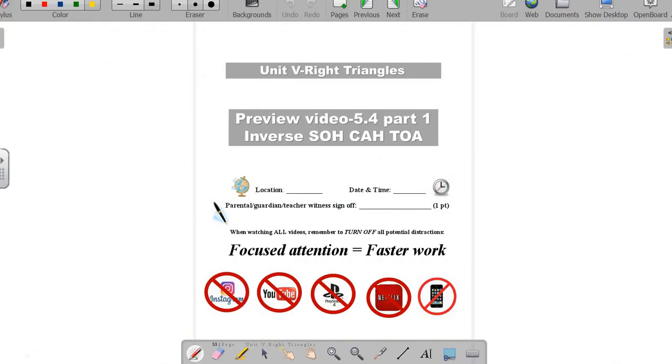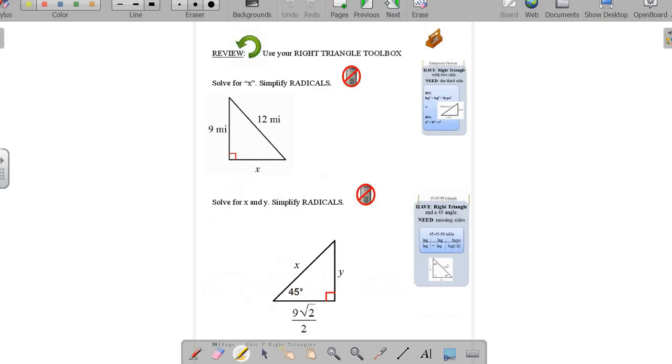Taking a look here in your preview video 5.4 part 1 video notes: date, time, and location, and parental sign-off affirming that you actually followed along with the notes. Now today's lesson is so simple and so short. It is giving us time to review our previous 4 lessons, our 4 tools.